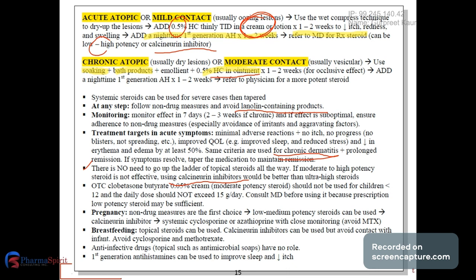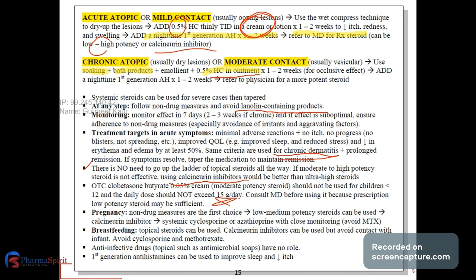OTC clobetasone butyrate, 0.05%. It's a moderate potency steroid. It should not be used in children less than 12. It's available OTC, but it's not for children less than 12 years of age. And the daily dose should not exceed 15 gram per day. This is an OTC medication, and we should consult the physician before using it because some of the prescription low potency steroids may be sufficient.